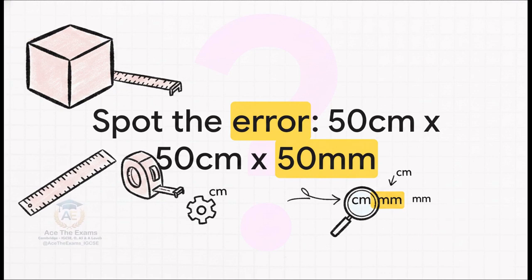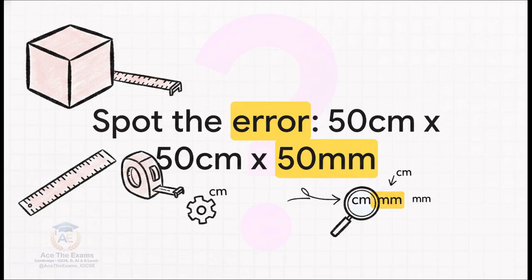All right, it is time for a quick, interactive viewer challenge. I want you to pause this explainer right now and predict the common error hidden in this Cambridge-style practical investigation question. You need to calculate the volume of a block with a length of 50 centimeters, a width of 50 centimeters, and a height of 50 millimeters.